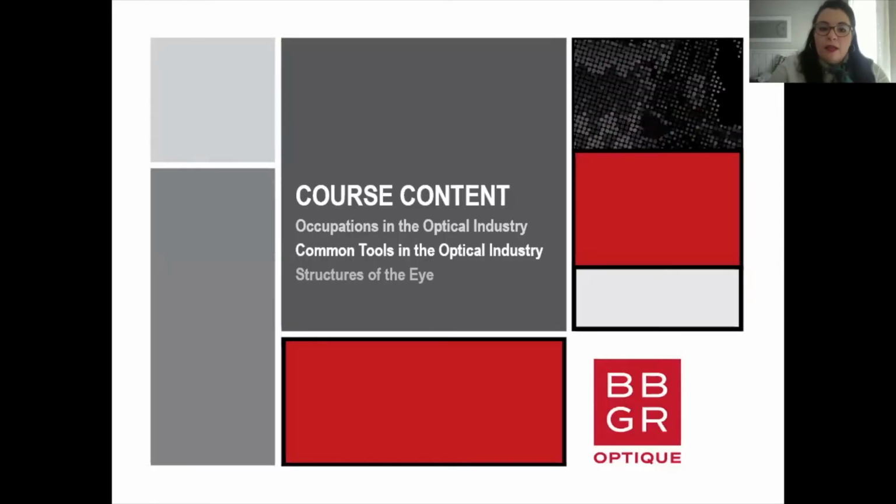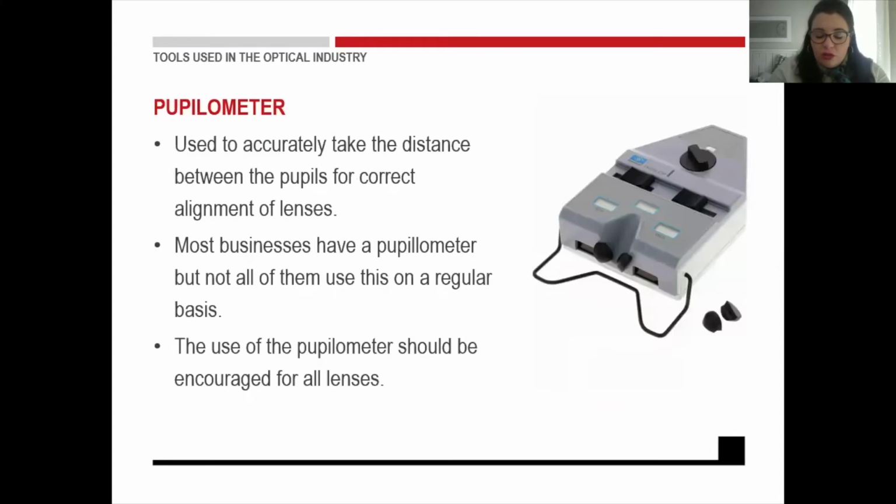Okay. All right, so we're going to move on to the next section, which is going to be tools or instruments that you find in an optometry practice. The first thing we're going to discuss is a pupilometer. Now, not all optometrists like to use a pupilometer. It is basically a digital device to take a PD measurement. And the PD measurement is the distance between the two eyes. It stands for pupillary distance.